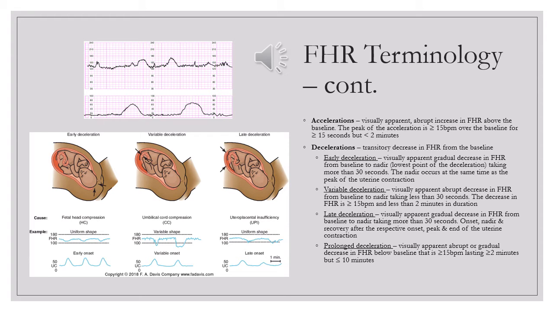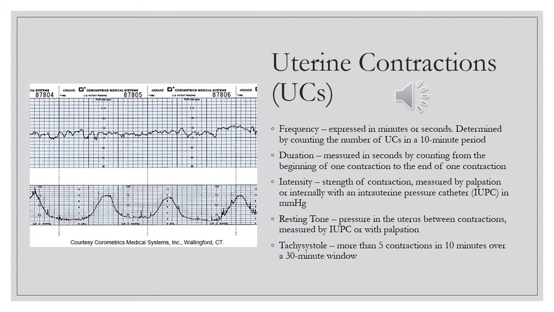Late decelerations are a gradual decrease in the fetal heart rate from baseline. They're called late decelerations because they start after the contraction is already in progress. You cannot accurately assess fetal heart rate without also assessing uterine contractions.